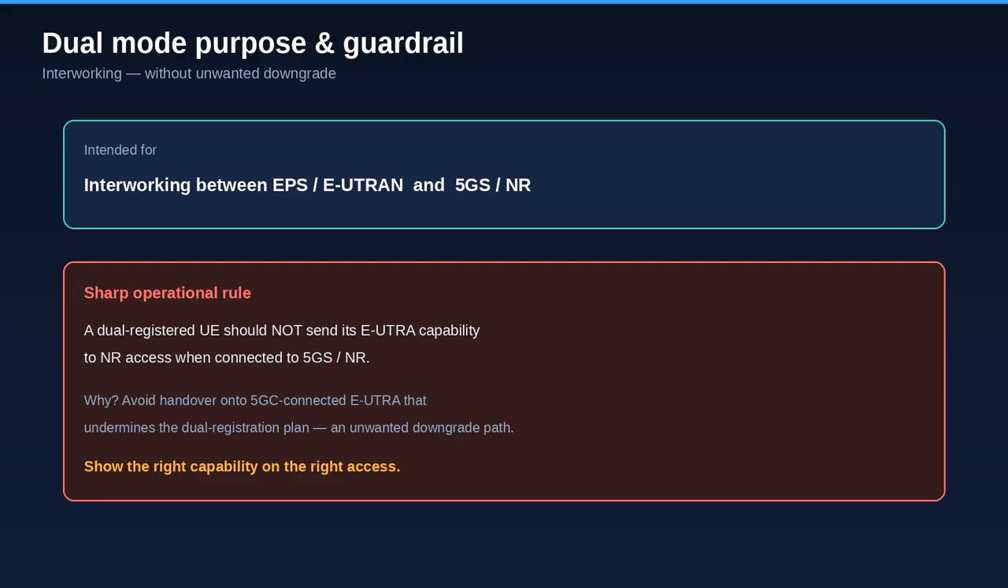When you are on pure 5G radio into the 5G core, do not advertise, by the way, I also speak classic LTE, in a way that invites the network to bounce you onto an LTE carrier that is anchored the wrong way. Advertising the wrong capability is how you get an unwanted downgrade or a messy handoff into the wrong core attachment. So, dual mode is not always show every radio trick you own. It is show the right capability and the right access so independent registrations stay intentional.